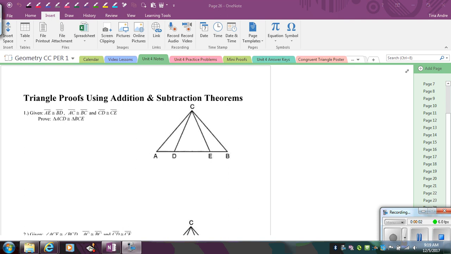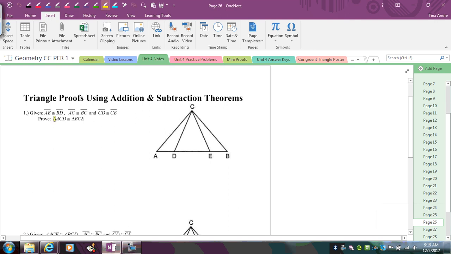In this lesson, we're going to look at how to prove congruent triangles using the addition and subtraction theorems. So the first thing here is let's look at our givens and let's look at which triangles we're trying to prove. So when I look at this picture, I see multiple triangles involved. So really the first thing I want to do is just look at which two triangles am I trying to prove are congruent. So let's go ahead and get those highlighted.